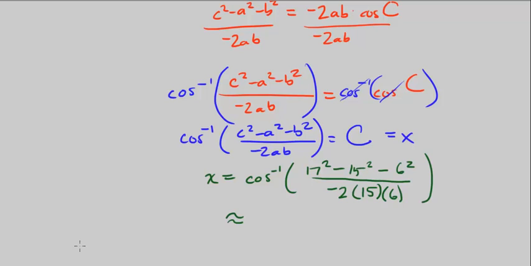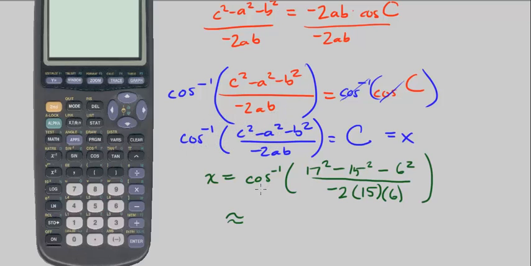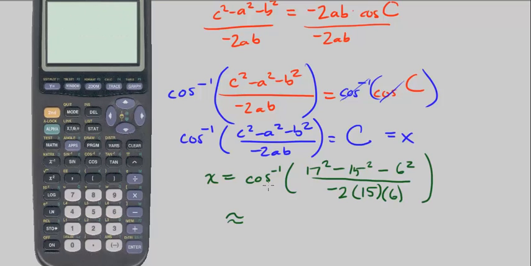Okay? So let's go ahead and do that. Let me turn on my calculator. To plug in the inverse cosine, remember it's right here in yellow, so I have to do second cosine to get it. I want to put this all in the numerator, so I have to put a parentheses around that. So 17 squared minus 15 squared minus 6 squared. Close the parentheses for the numerator, divided by, open the denominator parentheses, negative 2 times 15 times 6. Close my parentheses. Make sure my mode is, okay, degrees.